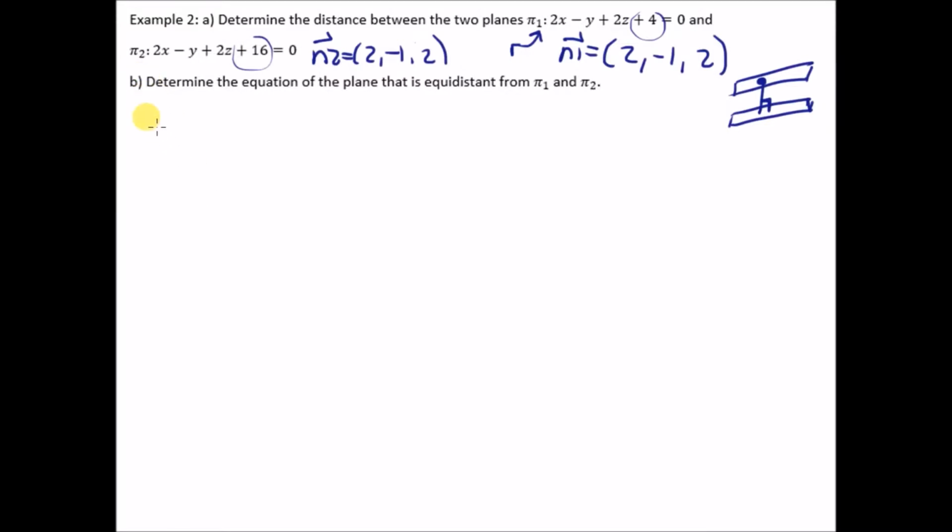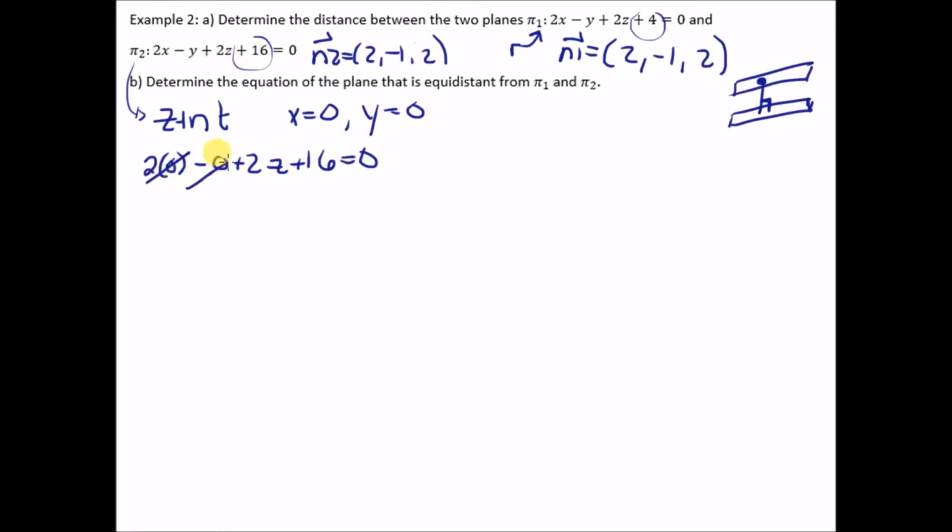Okay, so let's take that second plane right here, and let's find one of the intercepts. We can find the z-intercept. That means x equals 0 and y equals 0. What I'm doing is very tedious, but that's okay. So you know that 2 times 0 minus 0, so we have 2z equals -16, so z equals -8. So for that z-intercept, we get 0, 0, -8.